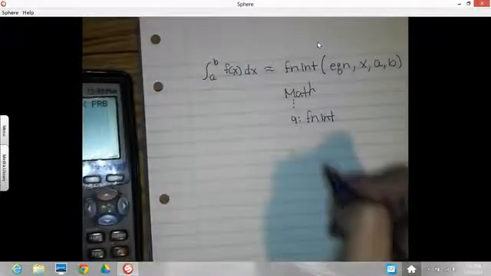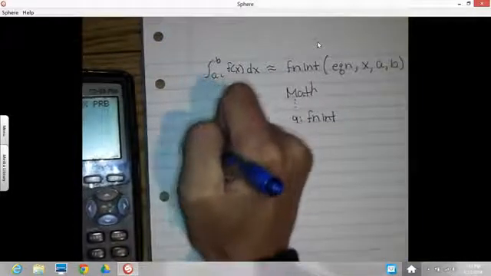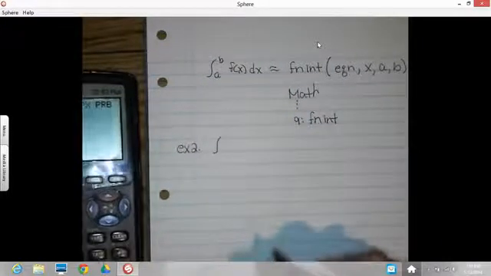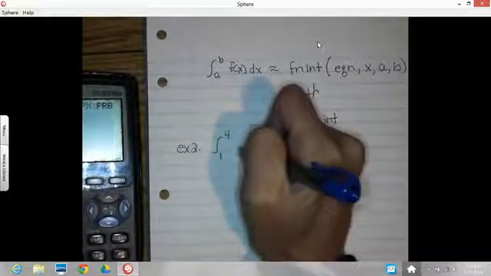So let's do 2 of these. Show you how it works. Let's do it by hand and then by the calculator and see how close they are. And I'll just make one up. Let's go from 1 to 4 of x squared dx. Keep it simple.